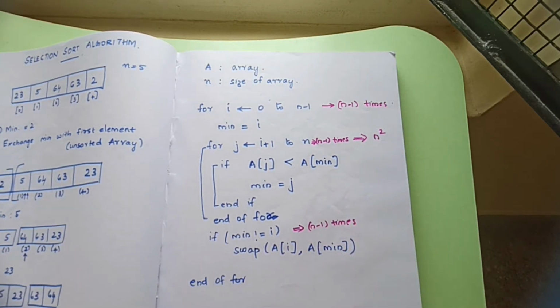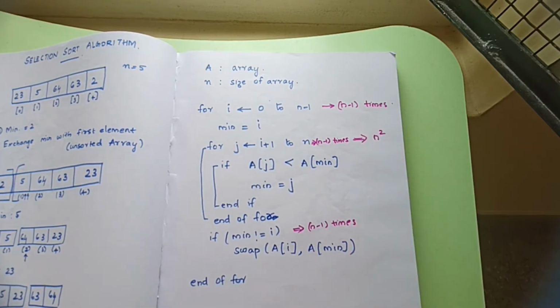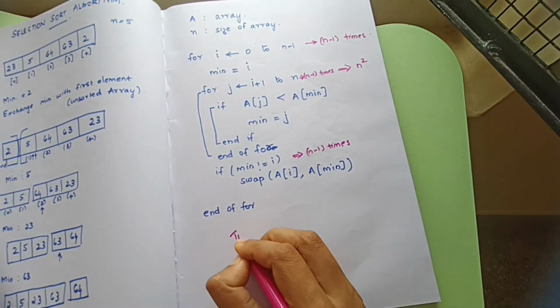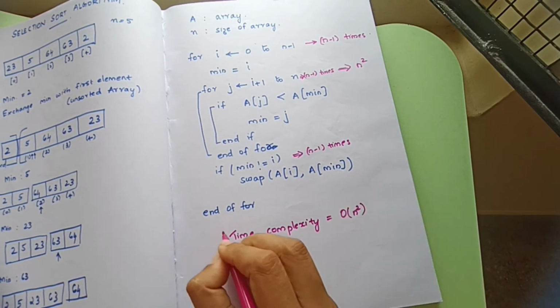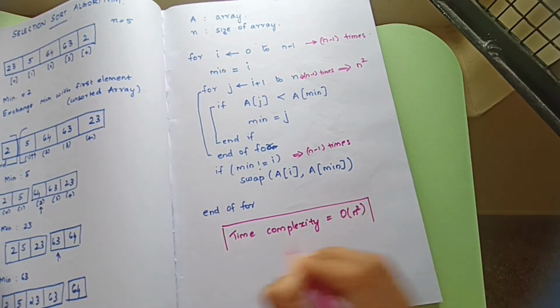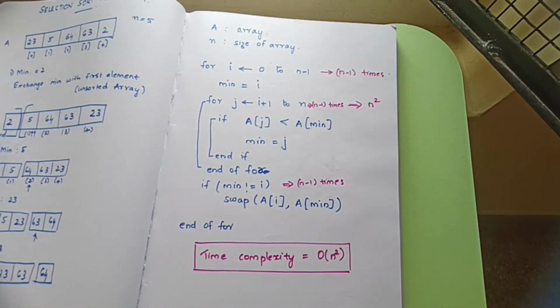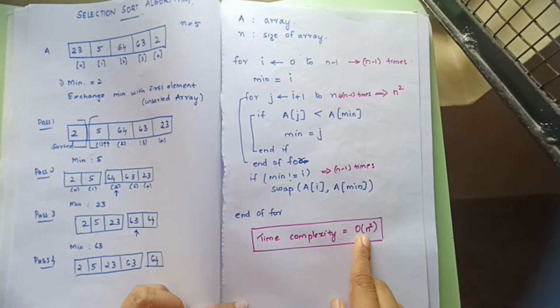So the time complexity is, considering the higher order, n square. So n square is the time complexity. So time complexity is big O of n square. So for selection sort, the best case time complexity and the worst case time complexity are the same. So the time complexity of the selection sort algorithm is order of n square.